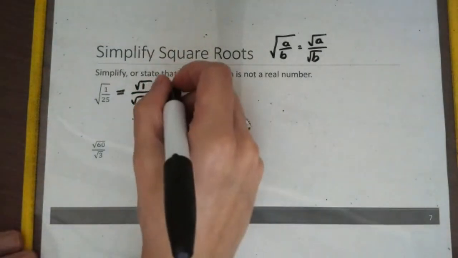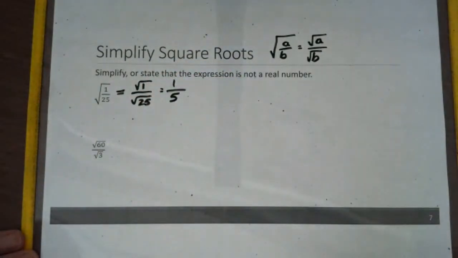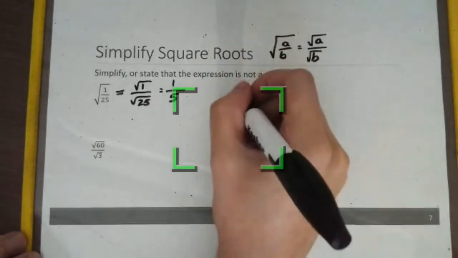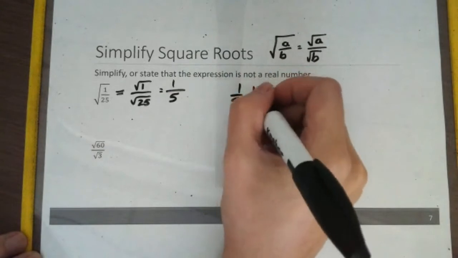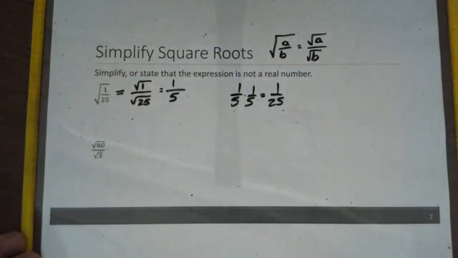I know the square root of 1 is 1, and I know the square root of 25 is 5. So our answer is 1/5. We can double check this. If we take 1/5 times 1/5, that's equal to 1/25. So that checks out.